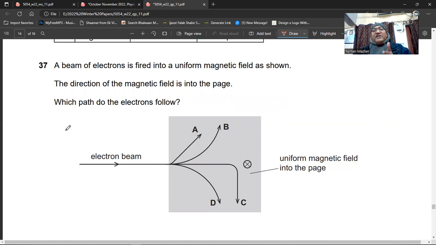So the magnetic field is into the page, and the charged particles are going in this direction. My thumb is pointing in the upward direction, so it should bend upward, but there is a problem. This left hand rule is for positive charges, and the electron beam is negative.